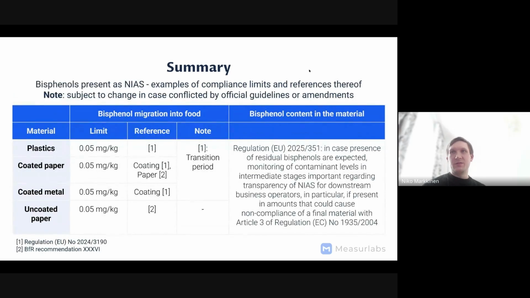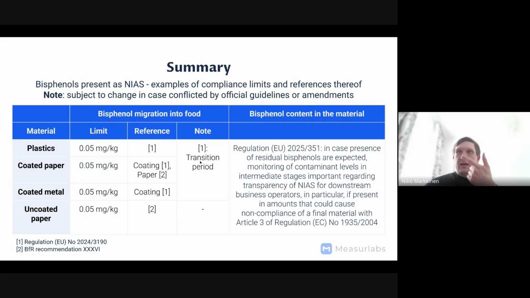But I guess the most controversial slide in a way from this presentation. So a bit more explanation here before heading to the Q&A. So if the bisphenols are present as NIAS, what limit would I apply, or should I think would be possibly appropriate to apply in each case? And the explanation here for the plastic 0.05 is that the new regulation doesn't control intentional presence.